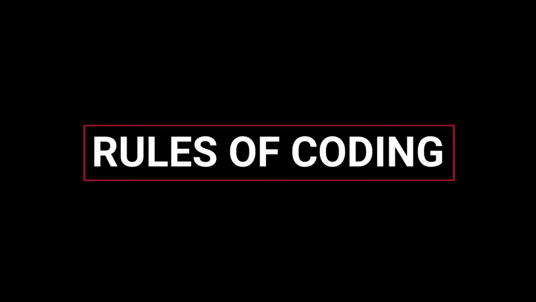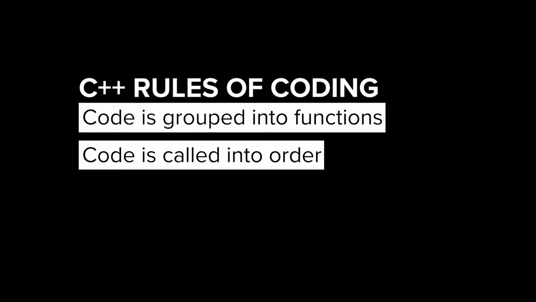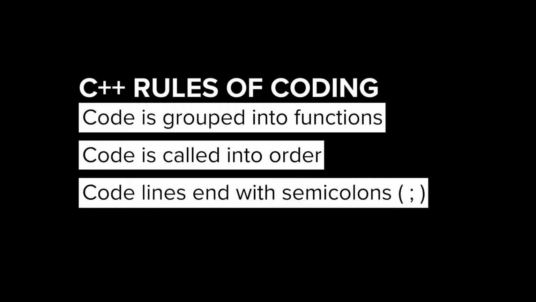If you are completely new to text-based computer programming, outlined here is some useful information. 1. Code is grouped into functions. There are some exceptions, but generally all code is grouped into functions. 2. Code is called in order. Within each function, each line starts with the first line. 3. Code lines end with semicolons.